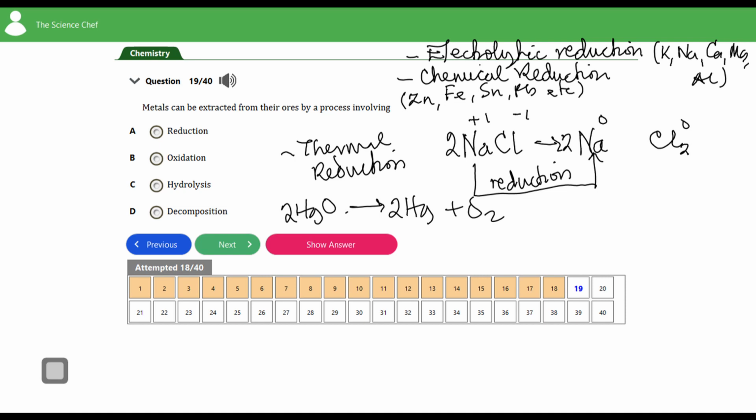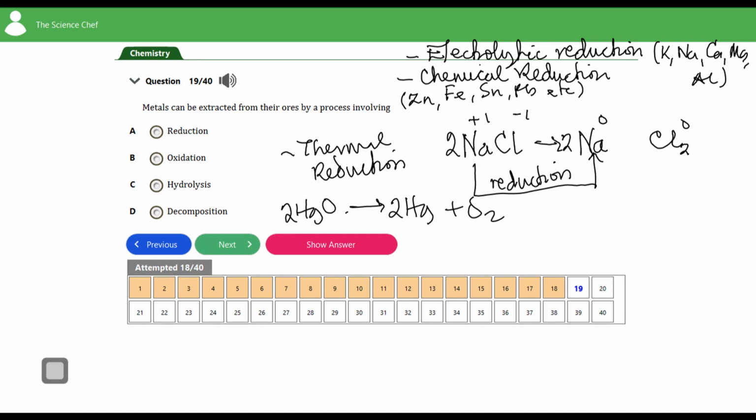You can see that as you go down the activity series, the method of reduction becomes easier, right? Because the energy required to break the bond between the metal and the non-metal becomes lower, right? The strength of the energy is reduced. So less amount of heat or energy is required, right? You can see the very reactive metals require the most expensive method of reduction, which is electrolytic reduction, while the least reactive metals require the least expensive method of extraction, which is thermal reduction, right?